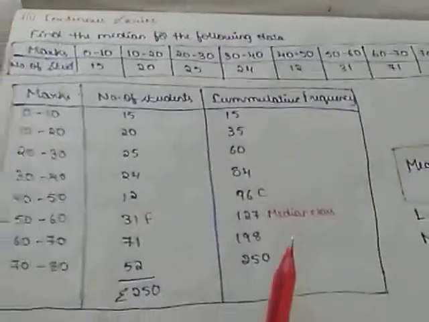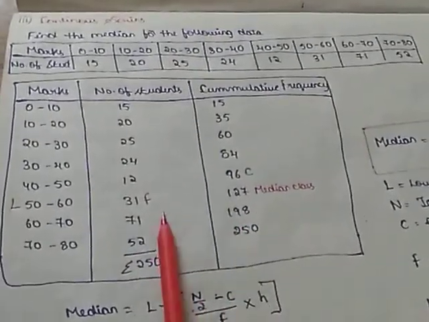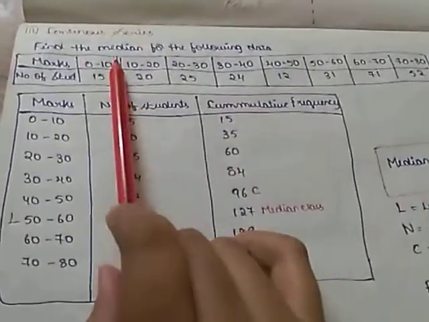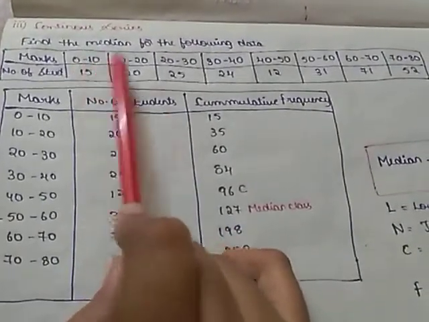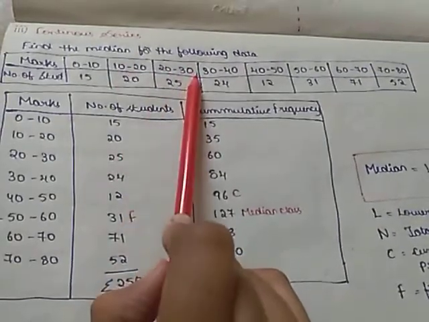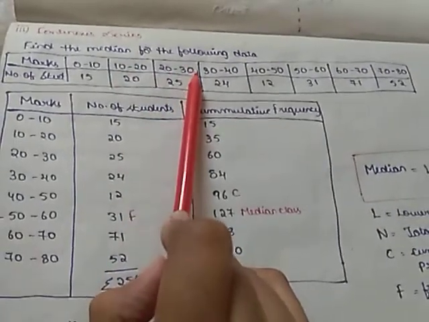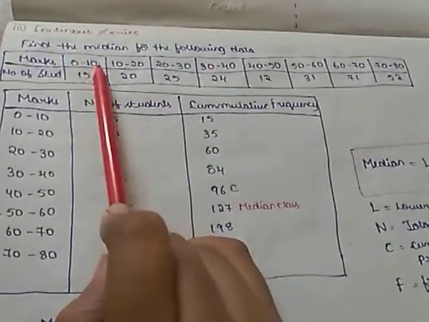Now the continuous series. How to identify a continuous series? A continuous series is identified when the question is given in the form of class intervals: 0 to 10, 10 to 20, 20 to 30. These are called class intervals. So in a continuous series, the x values are given as class intervals with frequencies.